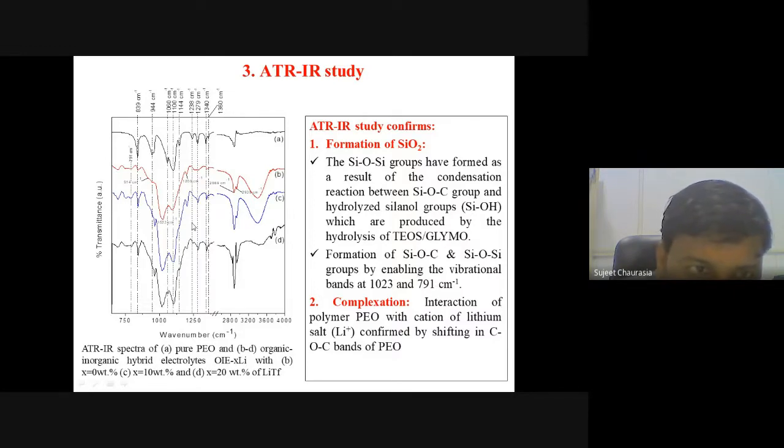1023 and 1791 wave number, as well as the complexation of the dopant lithium salt cation with the polar group of the PEO, that is the C-O-C bond of the PEO matrix.